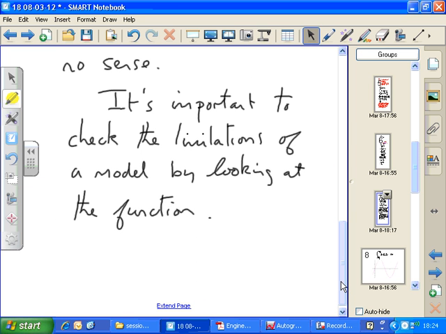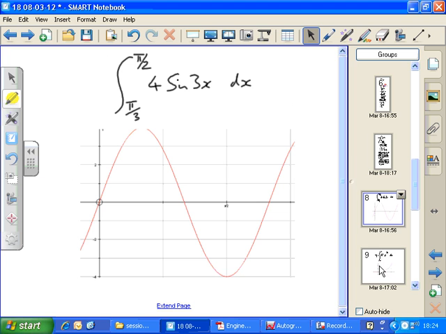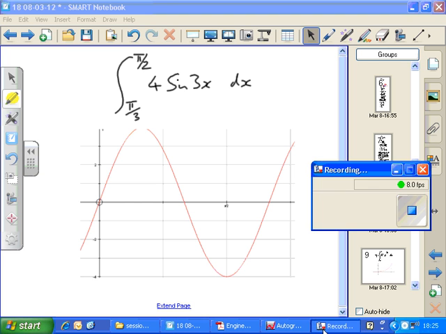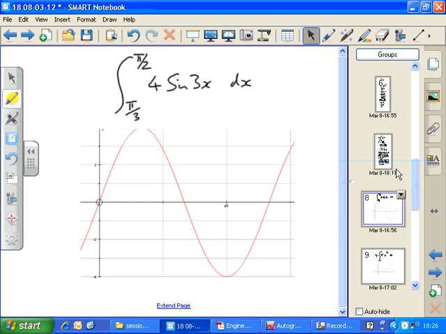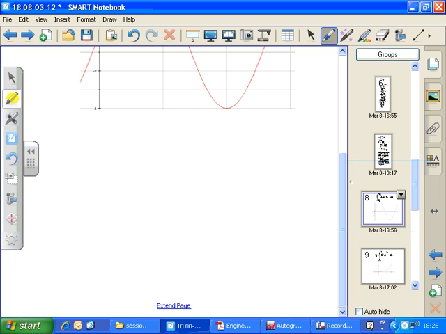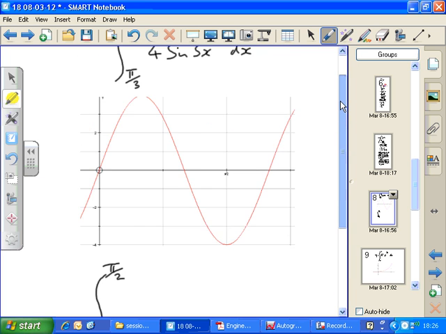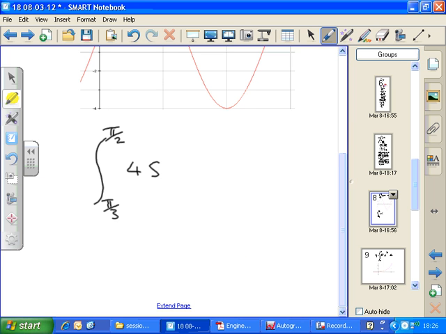Okay, let's have a look at another example. Integrate that sine function between pi by 3 and pi by 2. Have a go at the integral. So what's the integral between pi by 3 and pi by 2 of 4 sine 3x? Write down what you think the answer is.